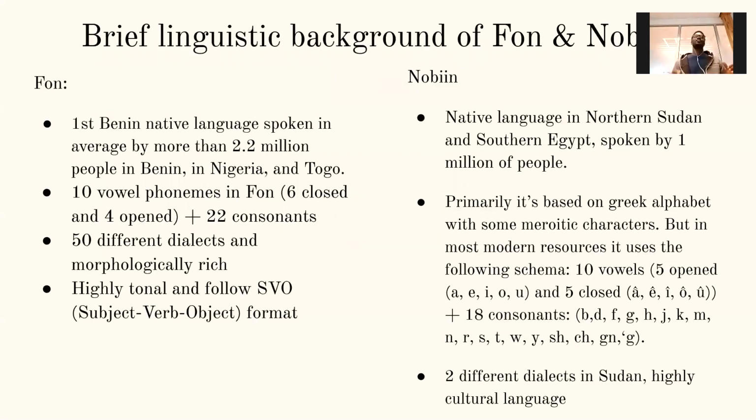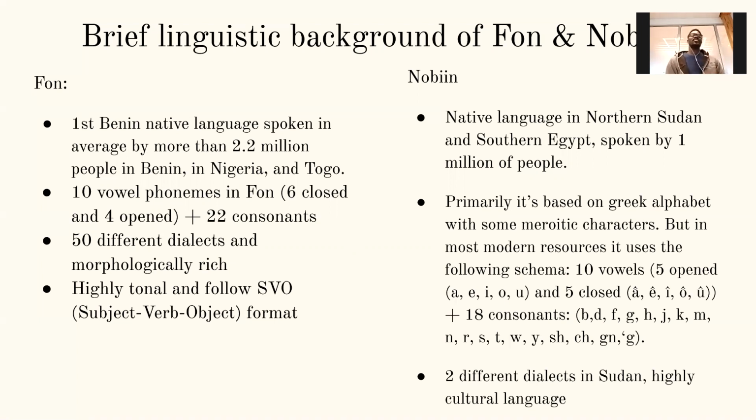Fon is mainly spoken in Benin, but also in Togo and Nigeria. It has 10 vowels and 22 consonants. It is mainly based on the Latin alphabet, but has more characters, like accentuated characters. It also has more digraphs, two letters together representing one sound, like GW and GB, which is pronounced as B. Fon also has 50 different dialects and is morphologically very rich.